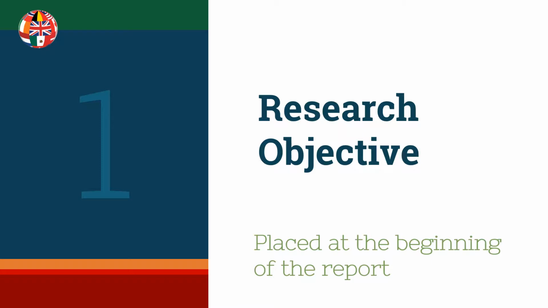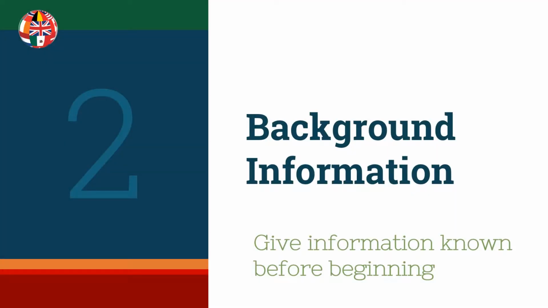First, you'll have your research objective. This should be placed at the beginning of the report. This will help the raters to know exactly what you wanted to find in the course of the research. Next, you will need to include some background information. This is the information known before beginning the research, and this would include parts from the story problem or the pedigree problem that you were given.